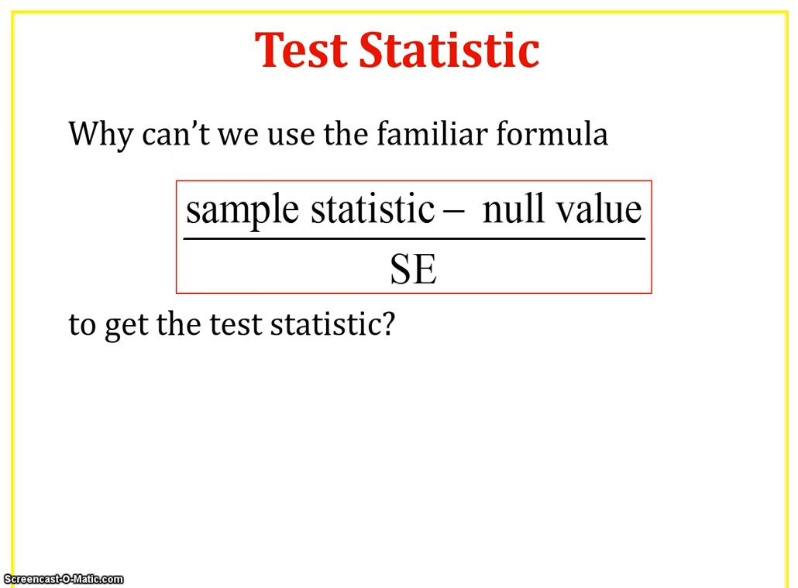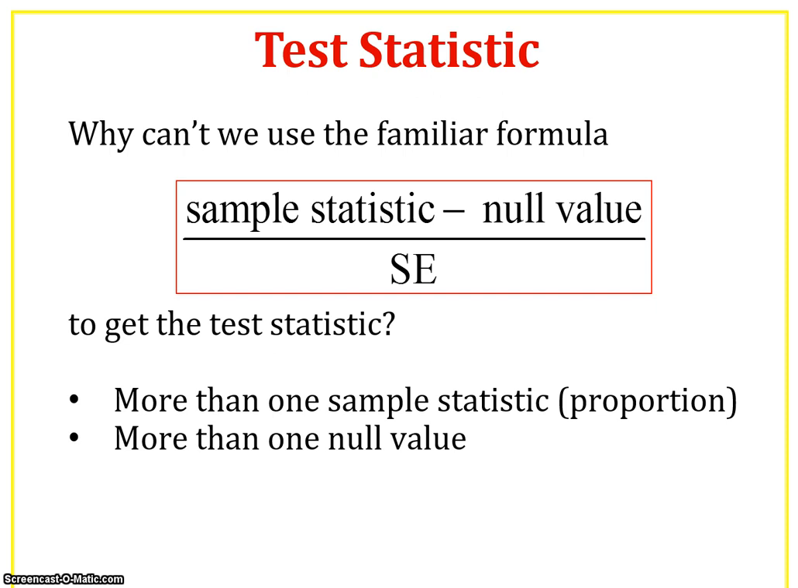Why won't we be able to use the familiar looking formula, the sample statistic minus the null hypothesized value divided by the standard error to get a standardized test statistic? Well, we've got more than one sample statistic. We have sample proportions in lots of different categories, and we have more than one hypothesized value. We've got a hypothesized proportion for each of the different categories. So we can't work with this. Instead, we're going to need something that's a little more complicated.